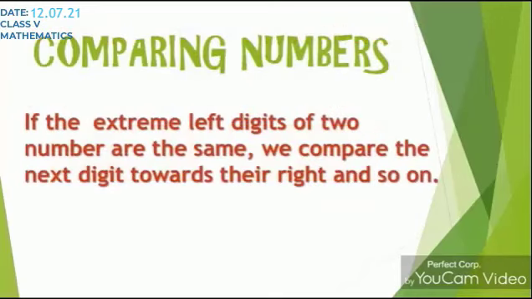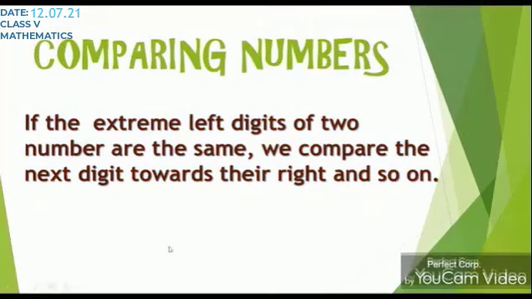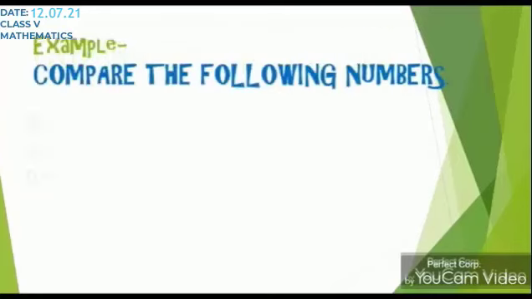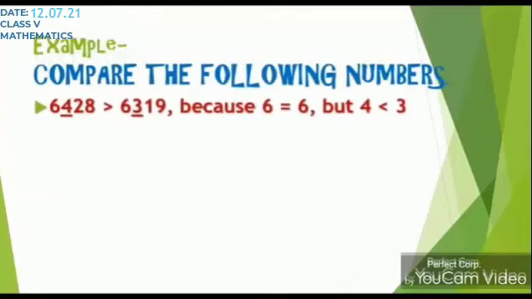If the extreme left digits of two numbers are the same, we compare the next digit towards their right and so on. Let's see some examples. Here are some numbers. The first number is 6,428. The second number is 6,319. Here, when we are comparing these two numbers, we can see that both have the same number of digits. But the extreme left digit in both these numbers is the same. So what should we do now? We will move towards their right.